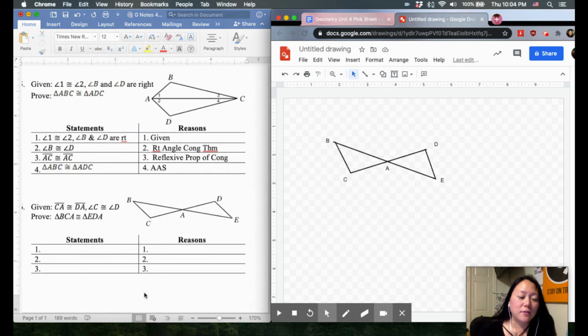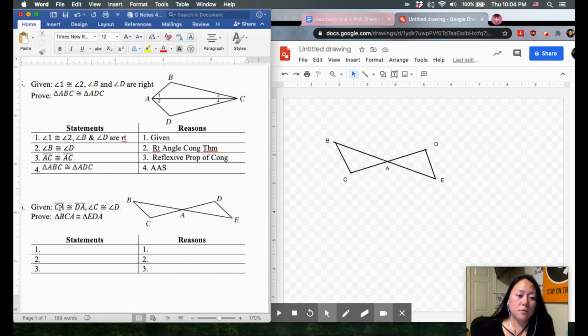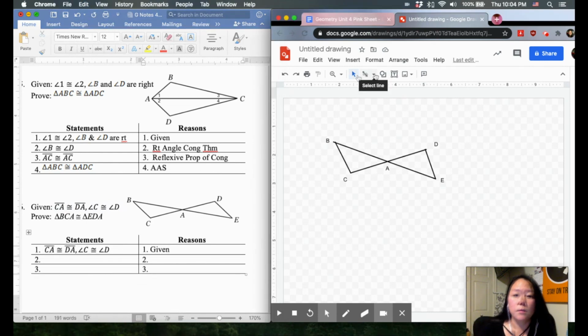Okay, for the final example, we have given segment CA is congruent to segment DA and angle C is congruent to angle D. Prove that triangle BCA is congruent to triangle EDA. So first off, we're going to enter the given information because that's always where we start. And we mark up the information as well. So CA is congruent to DA, and angle C is congruent to angle D.